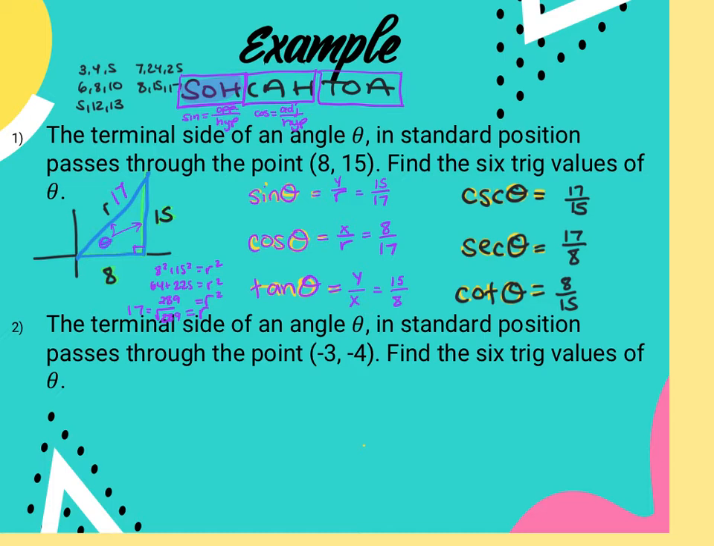All right, so for number 2, we're going to try to do it with the x, the y, the r, just because that's what this section is. But again, it still can be used as SOHCAHTOA. So the terminal side of angle theta in standard position passes through the point (-3, -4). So this time, I'm going left 3, down 4, close it in, and theta goes in that little corner where the angle makes with the x-axis. What would be the missing side?